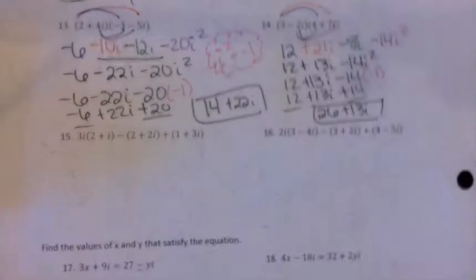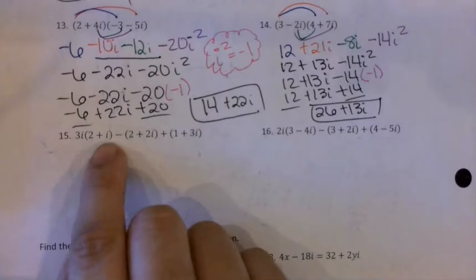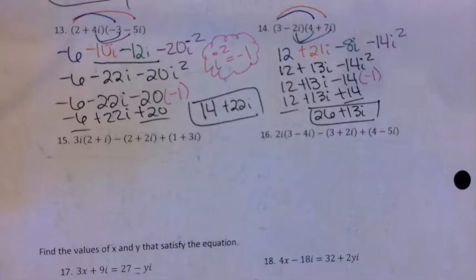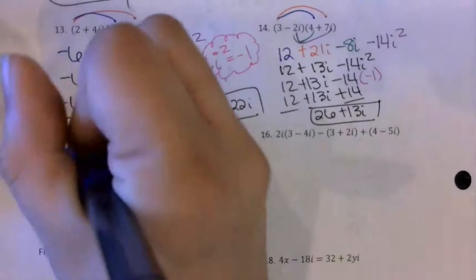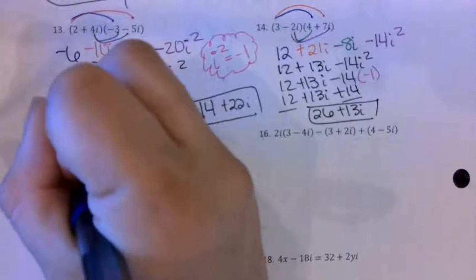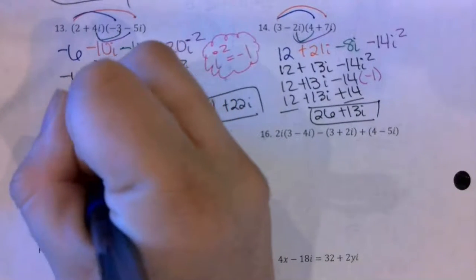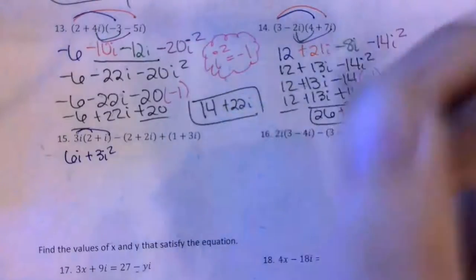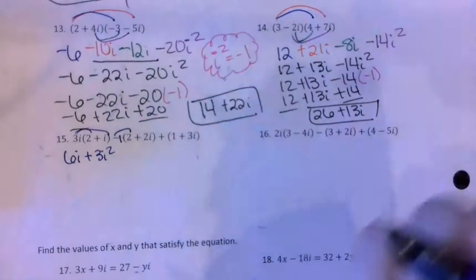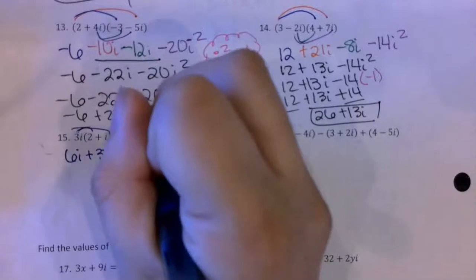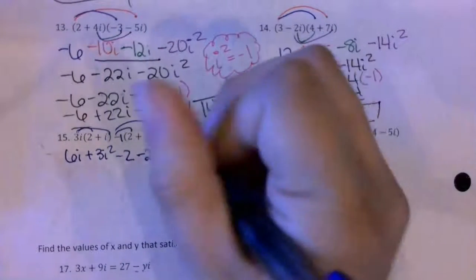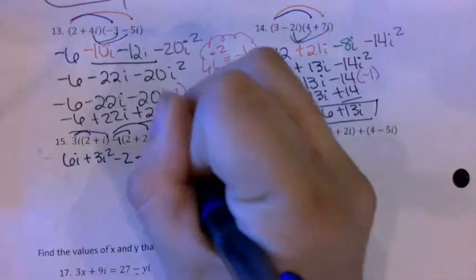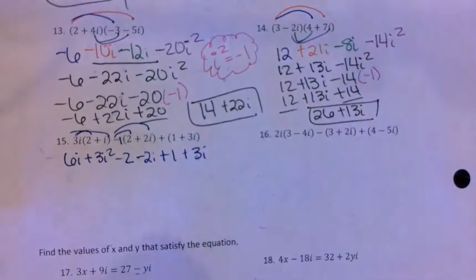Okay, number 15. I'm doing multiple things. I'm distributing, subtracting, and adding. So I'm going to distribute first. I have 3i times 2, which is 6i. 3i times i, which is 3i squared. Over here, I'm distributing this negative, so I'm going to have negative 2 minus 2i. And then it's a plus at the end, so all of those just stay the same sign.